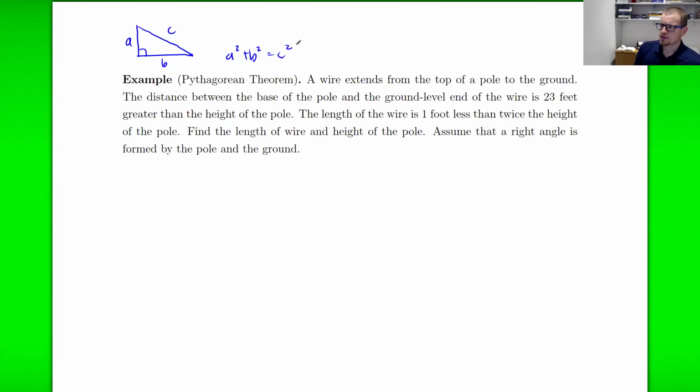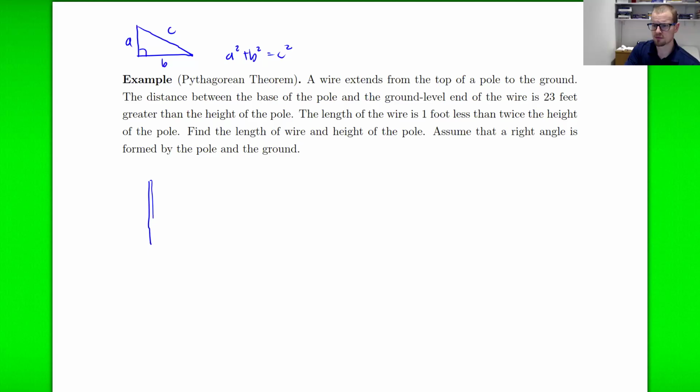A wire extends from the top of a pole to the ground. The distance between the base of the pole and the ground level end of the wire is 23 feet greater than the height of the pole. The length of the wire is 1 foot less than twice the height of the pole. We want to find the length of the wire and the height of the pole. In order to use Pythagorean's theorem, we're going to assume that a right angle is formed by the pole and the ground. So let's draw a picture that looks similar to our triangle.